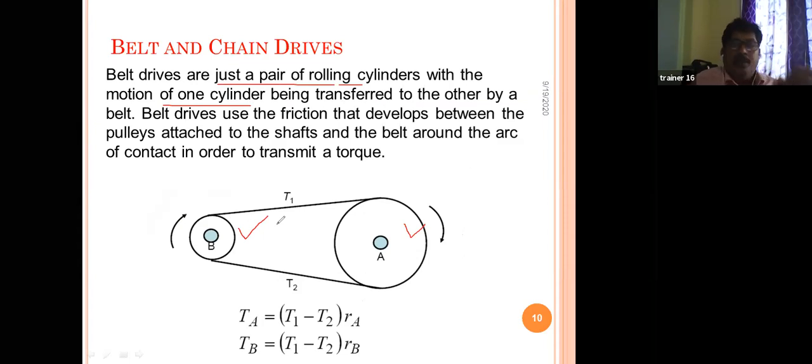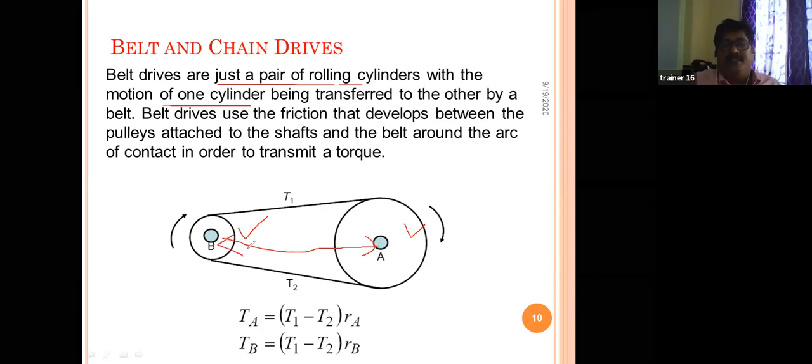That means we are arranging one pulley, and there is some distance between them. The length is nothing but the distance between the two pulleys. So depending upon the two pulleys, we have to transfer the motion, and we have to go for belt drives. They use the friction that develops between the pulleys attached to the shafts and the belt around the arc of contact. This is also torque and speed transmission. In other words, we can call it the transmission of power.